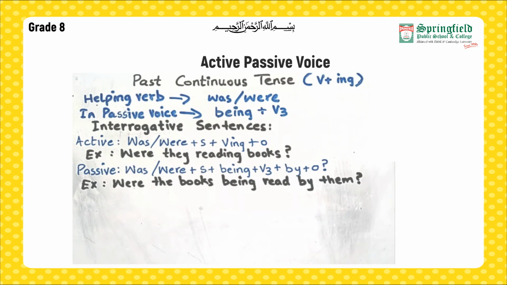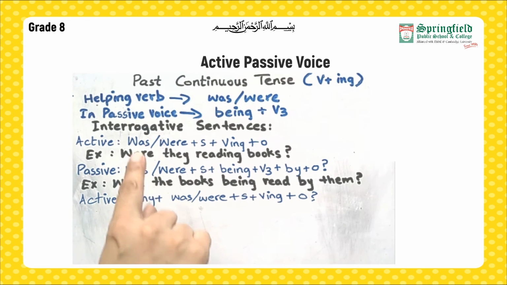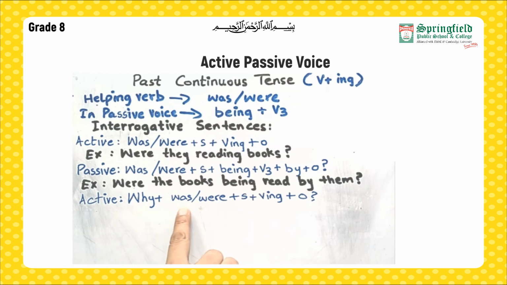There is another thing in interrogative sentences, the question sentences: we have some question words as well. When we have the question word why or some other question words, it always comes at the beginning of the sentence. When the active sentence is there, the formula is going to be like why plus was or were plus subject plus verb ing plus object, and in the end the question mark. Since it is the past continuous tense, that is why we are using was and were.